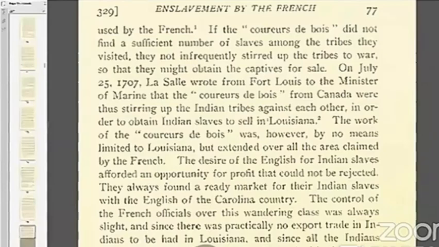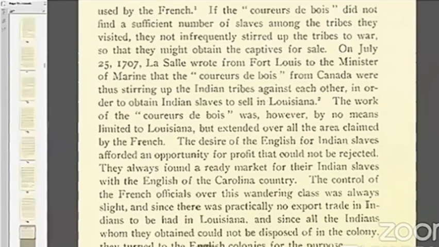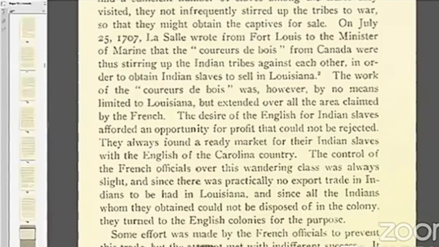The control of the French officials over this wandering class was always slight, and since there was practically no export trade in Indians to be had in Louisiana, and since all the Indians whom they obtained could not be disposed of in the colony, they turned to the English colonies for the purpose.